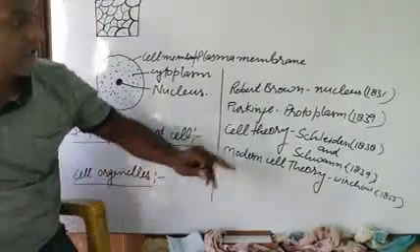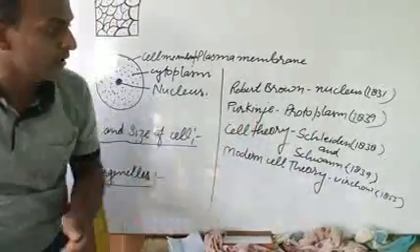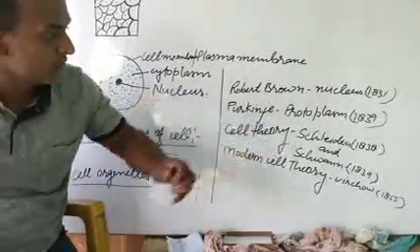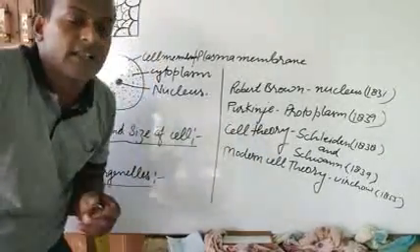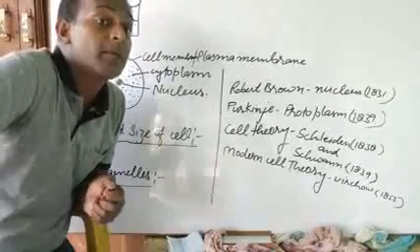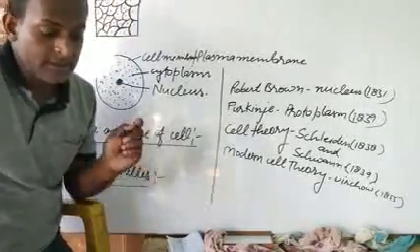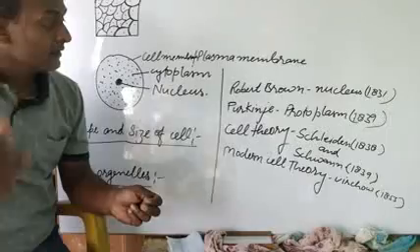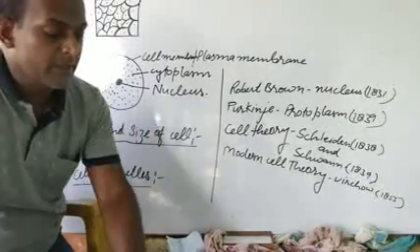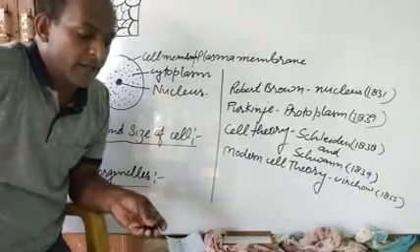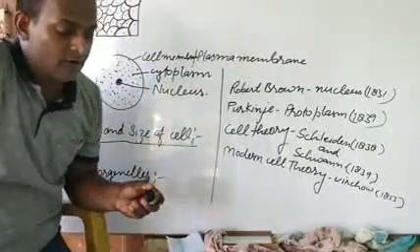After that students, in 1838 and 39, Schleiden and Schwann gave the cell theory. In the cell theory, what did they say? उन्होंने क्या कहा? In their cell theory, they said that the cell is the basic unit of life. The cell is the structural unit of life.